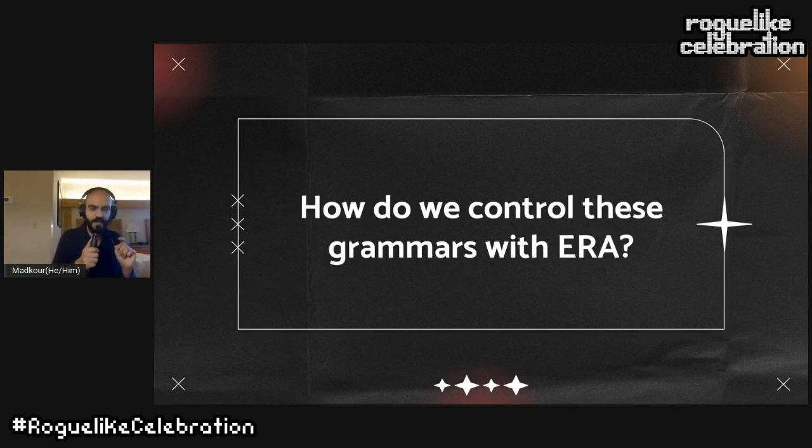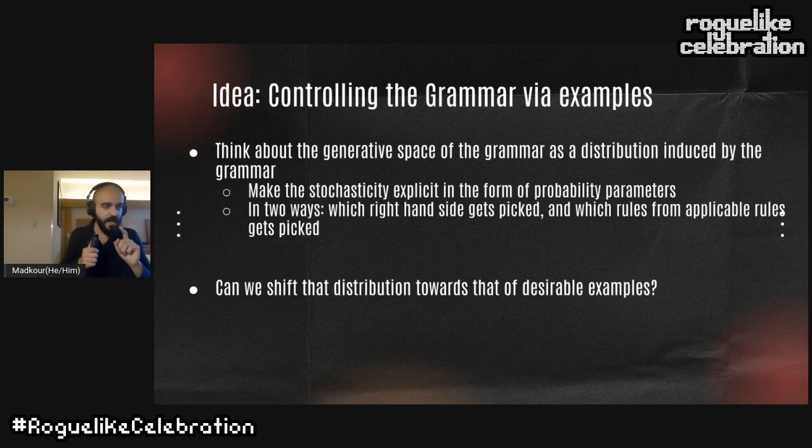So how do we control them with expressive range analysis? The idea is, how about we control them via examples. So we can think about the generative space of the graph. This is fancy talk for basically saying, let's look at the expressive range of the initial grammar. Suppose that you already have a graph grammar, and we'll talk about why you would suppose that. Suppose you have a graph grammar, generate a bunch of stuff, and then parameterize that generation process with some form of probability parameters in two ways.